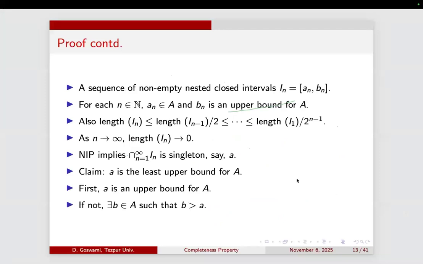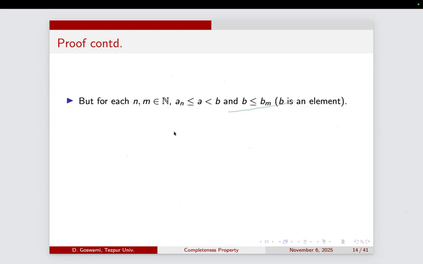So first, A is an upper bound, because if A is not an upper bound, then there must be an element of A which is strictly greater than A. But what is the problem if there is an element which is strictly greater than A? Observe this. First of all, A is greater than all the An's, so B must be greater than all the An's.